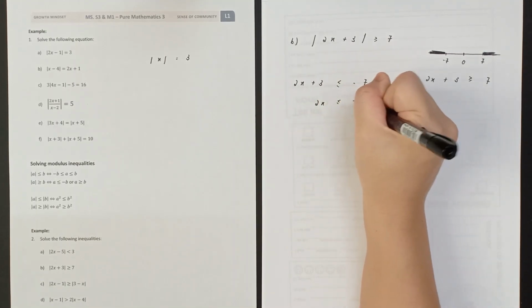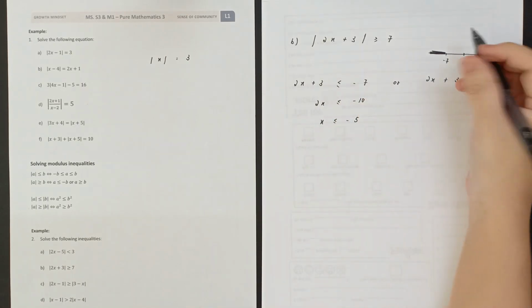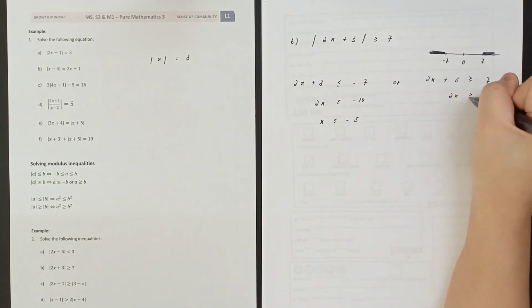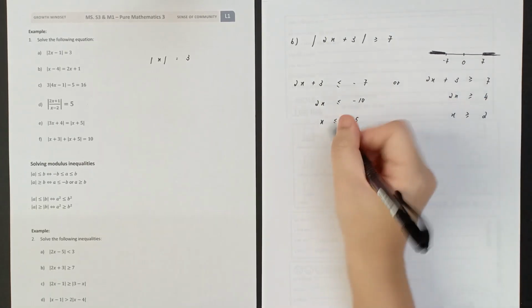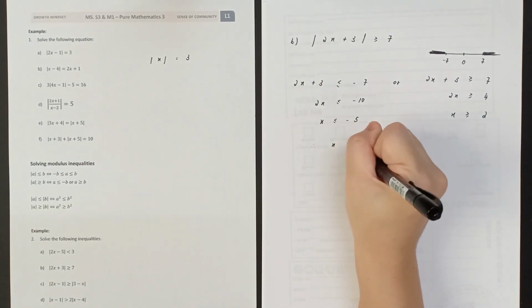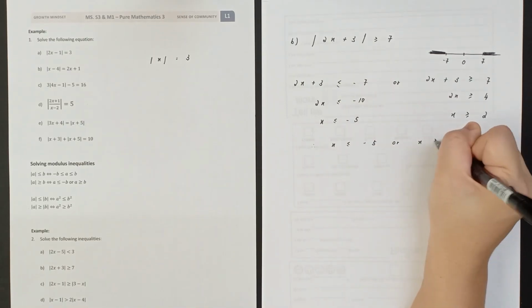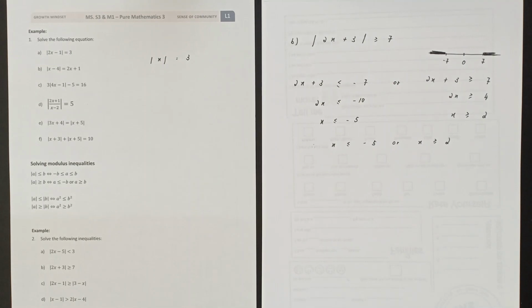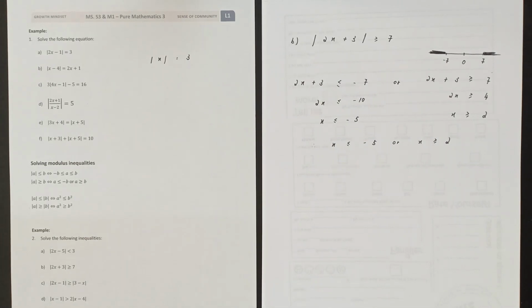2x less than negative 10, so x less than negative 5. 2x greater than 4, so x greater than 2. So your answer will be x less than negative 5 or x greater than 2. Alright, I think it's quite easy, right? Basically if you know how to draw this and how to write the inequality, then you should be able to solve it already. You can also try to draw it in your graph.